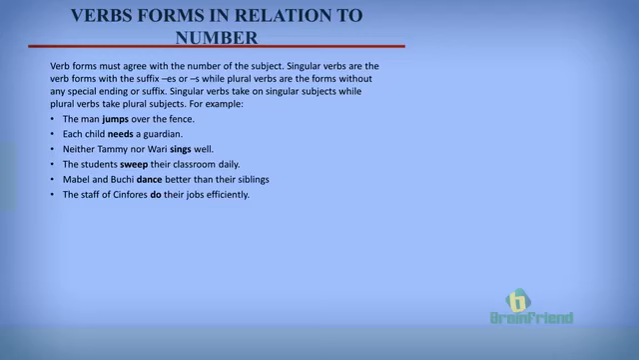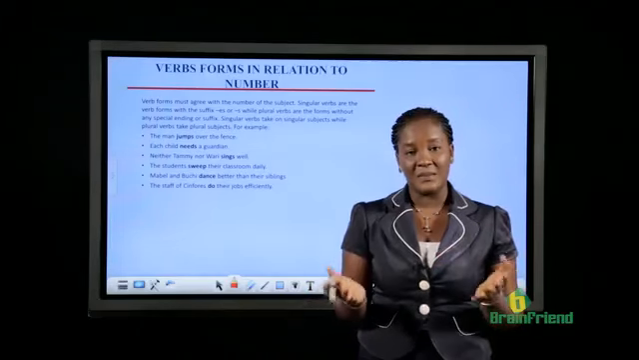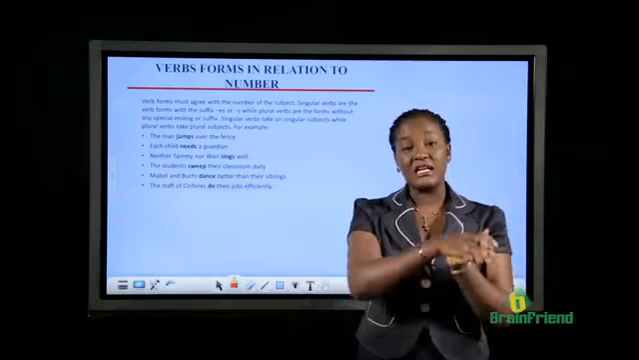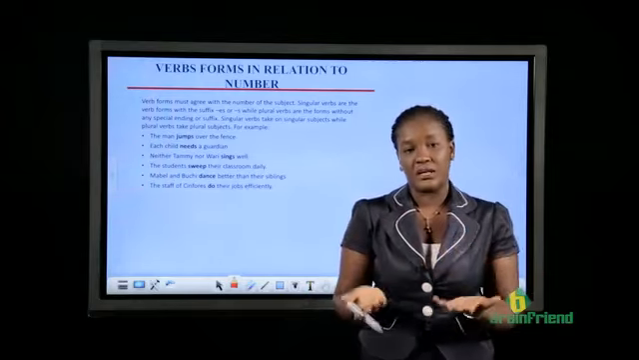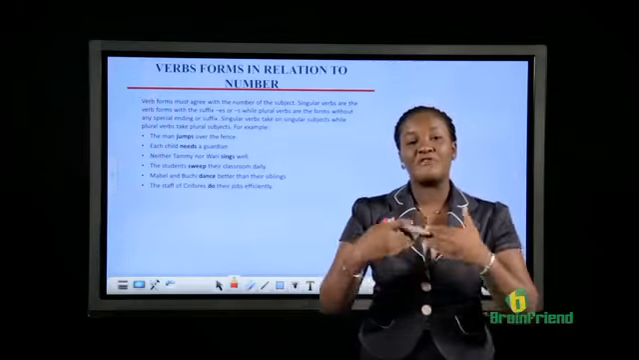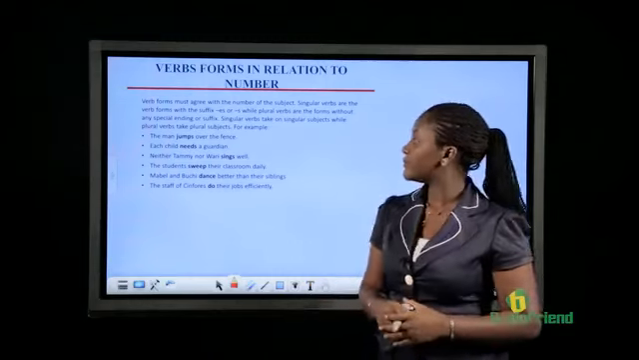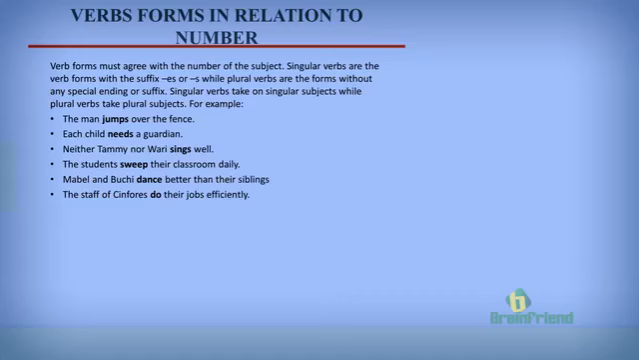Now also, apart from agreeing with person, verbs should also agree in number. Number refers to how many people you are talking about. How many people are represented by the subject in a sentence? How many people are you talking about? How many people performed an action? Verbs must agree with the number of the subject.